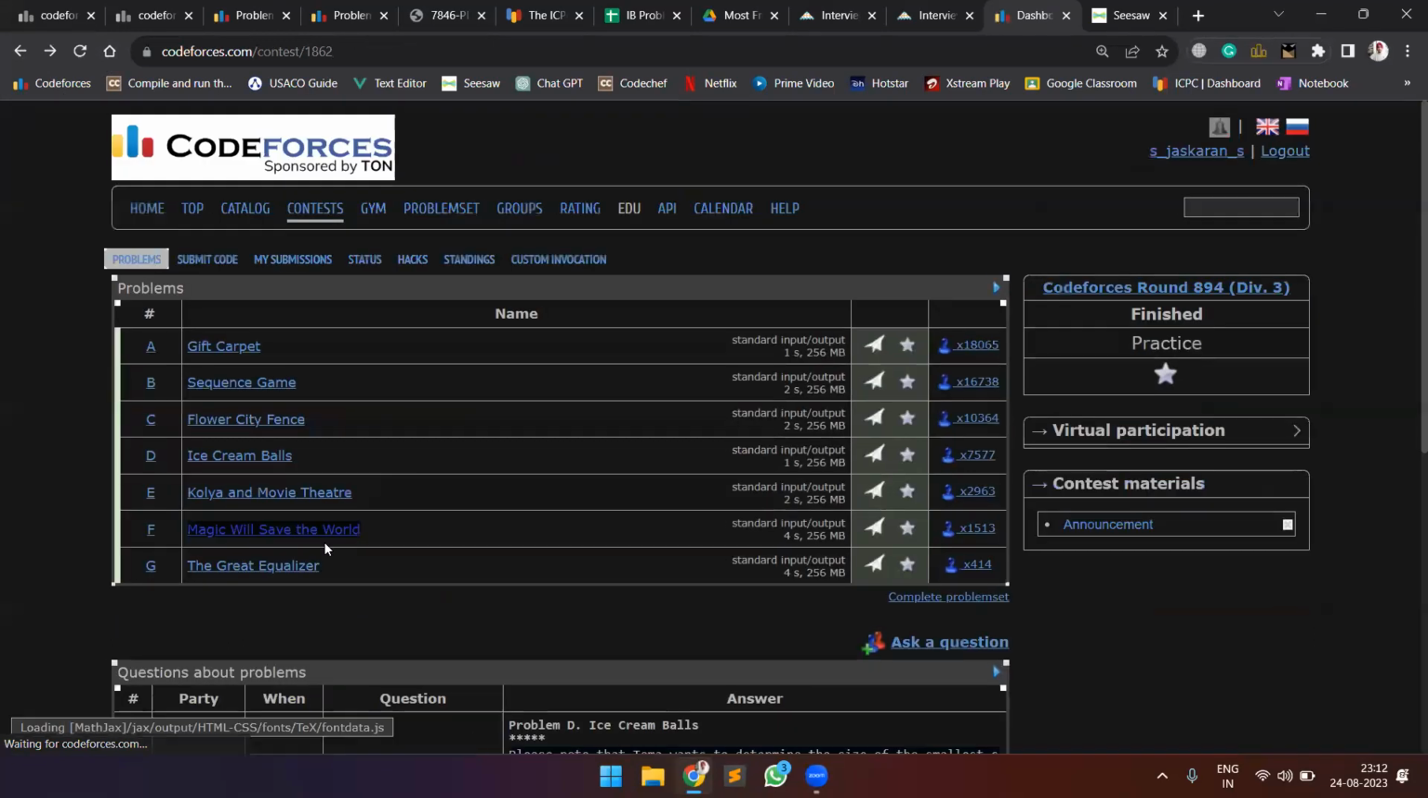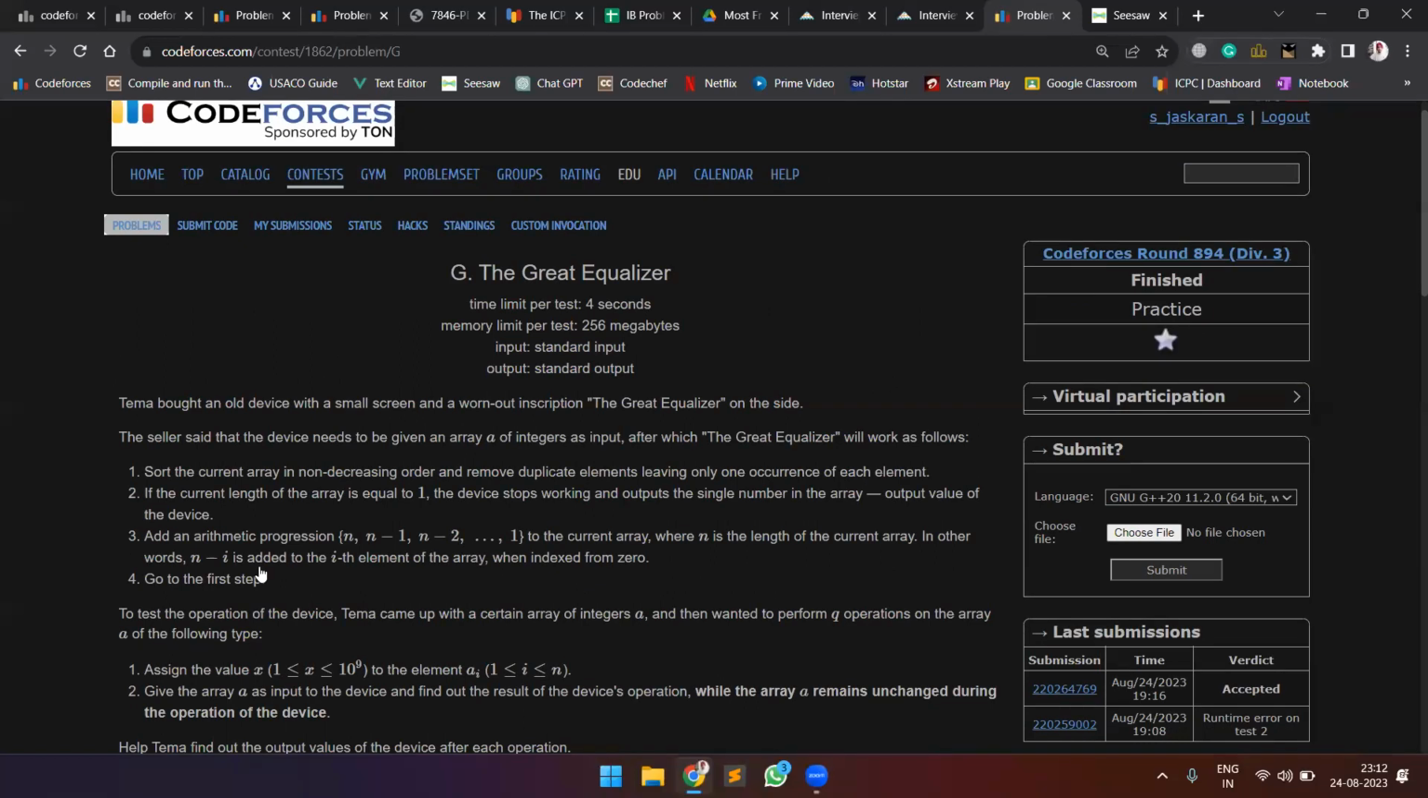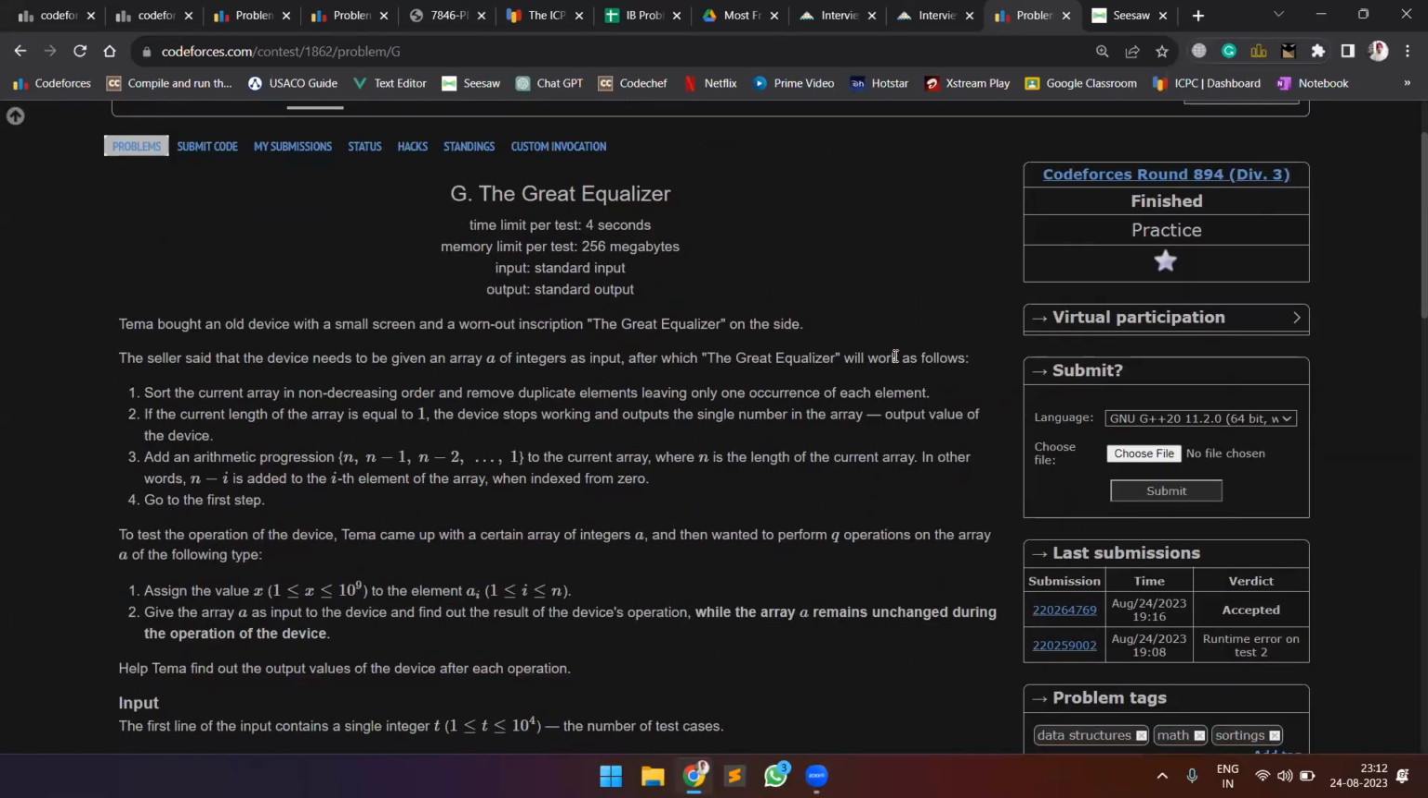And now I move on to the last question. An array of numbers is given. There are some specific operations performed on it. First of all, we remove all the duplicates, and after that we see if the length of the array is 1, then we return the answer. Otherwise, basically we add n to the first number, n minus 1 to the second, n minus 2 to the third. First of all, we arrange them in non-decreasing order, basically kind of increasing order.